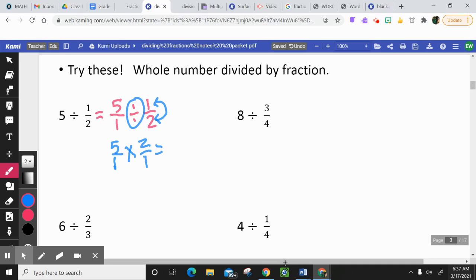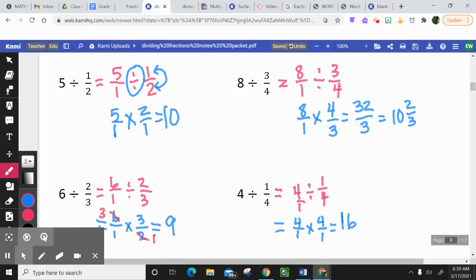So 5 divided by a half, how many halves are in 5? Well, how many halves are in 5? It makes sense that the answer is 10. Okay, you're going to get a practice problem. I don't know which one, but I'm going to pause the video so you can do it.